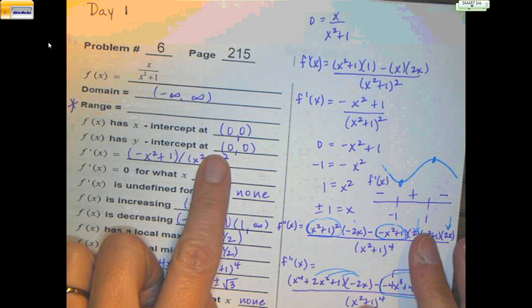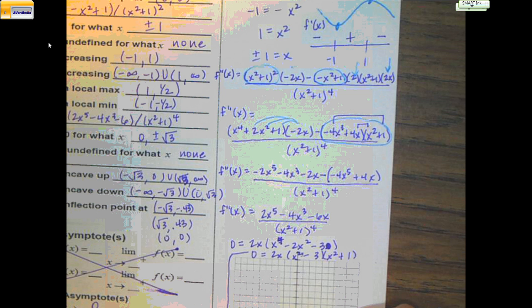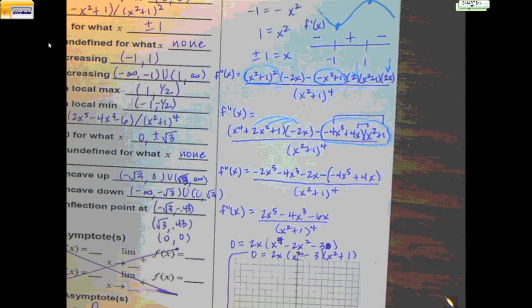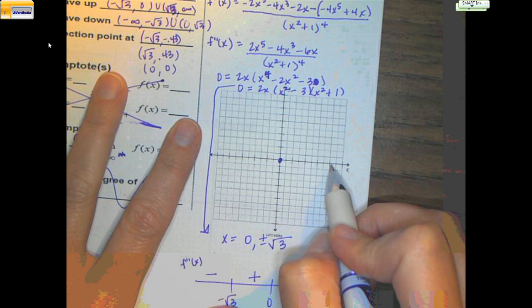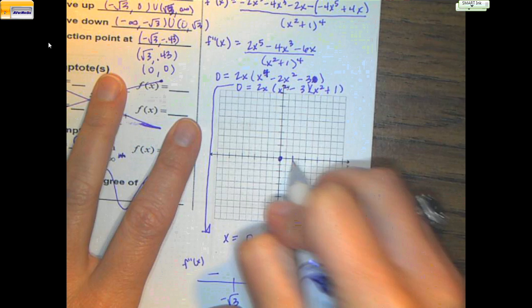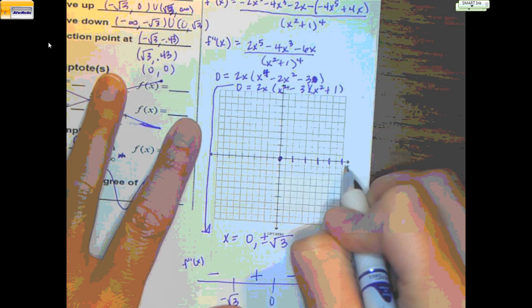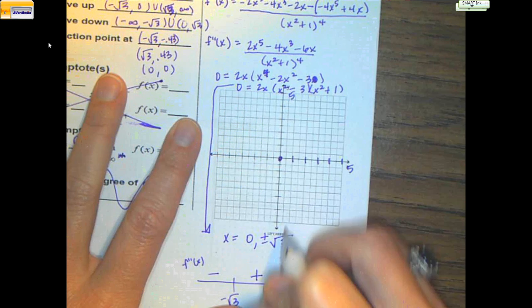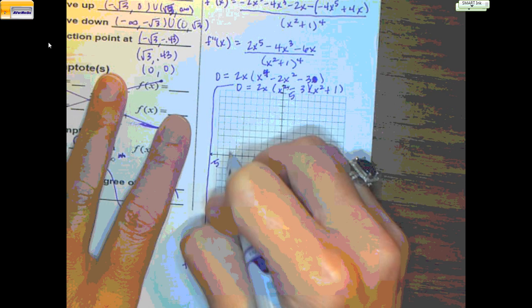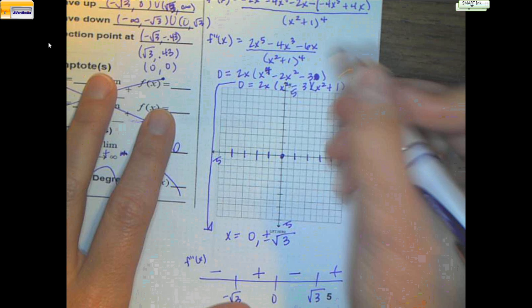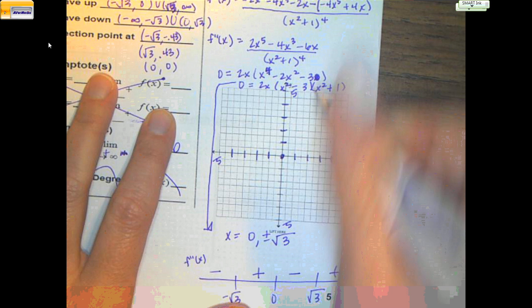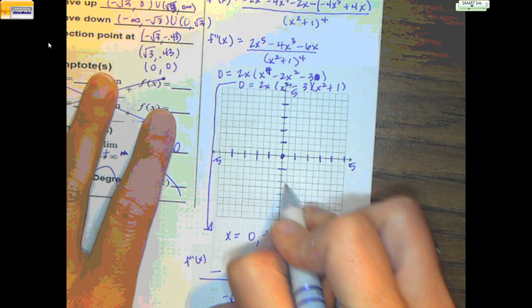Now I know for sure that there's a point at 0, 0, because that's my x-intercept, my y-intercept, and it's a point of inflection. So put a point at 0, 0. Also, because these are teeny tiny, and I know how this is going to turn out, every 2 boxes is 1 unit. So put a 5 out here, a 5 up here, a negative 5 down here, and a negative 5 back here, so that I know you know how big those are.